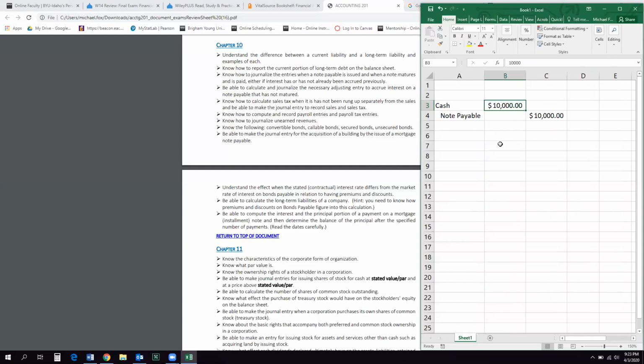All right, so that's what happens when I borrow money. Cash gets debited, my cash increases, and my note payable increases. Then when the note matures and is paid, if interest has not been previously accrued, the entry is something as simple as note payable, interest expense, and then cash, where the note payable will be the face value of the note.